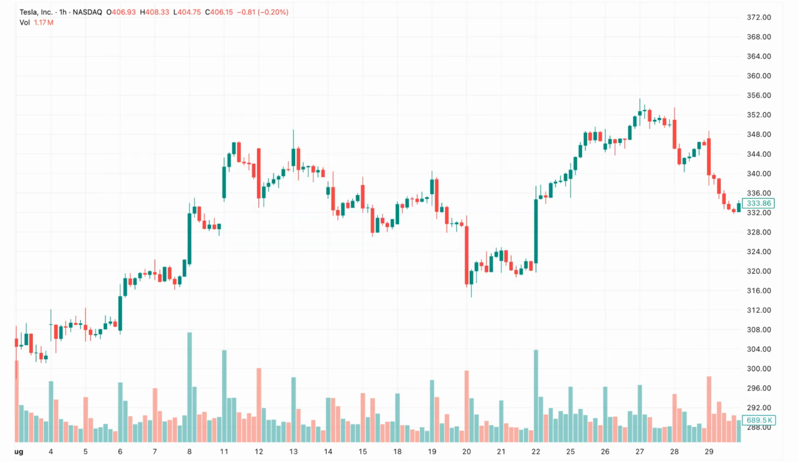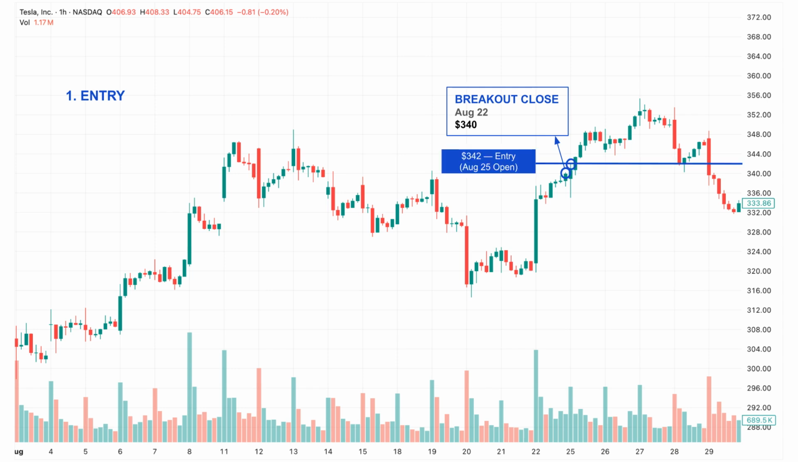Before a single share changes hands, 3 questions, in sequence, every time. Entry. The breakout close on August 22nd is $340. The conservative entry, waiting for the next session open, means August 25th, which opens at $342. That is our entry. Alternatively, the retest entry waits for a pullback toward the $340 former resistance, now acting as support, the role reversal principle from our previous video. Either way, we are entering in the low $340s.